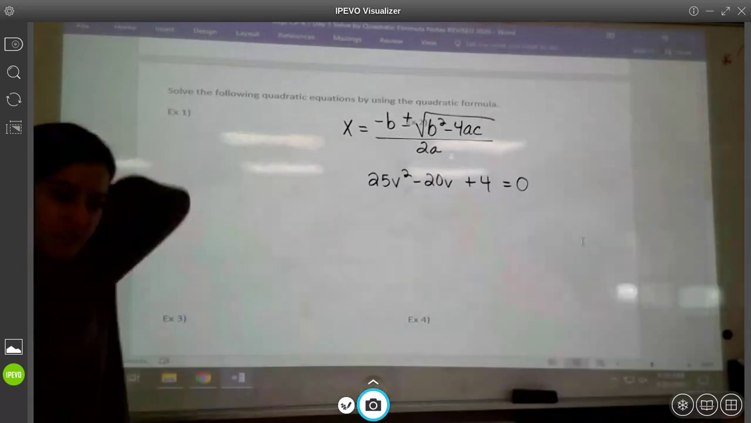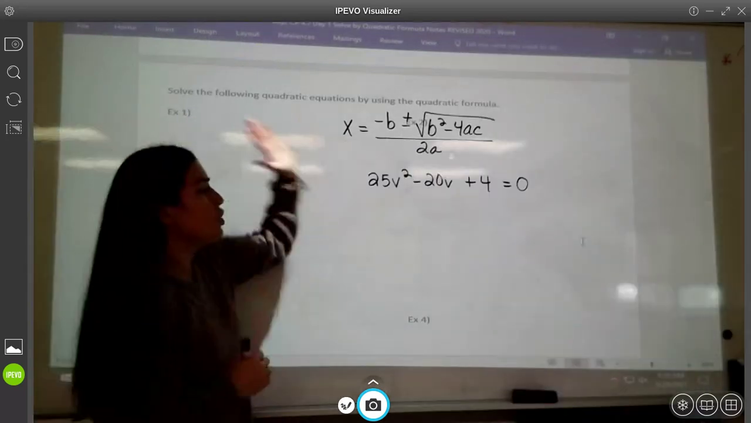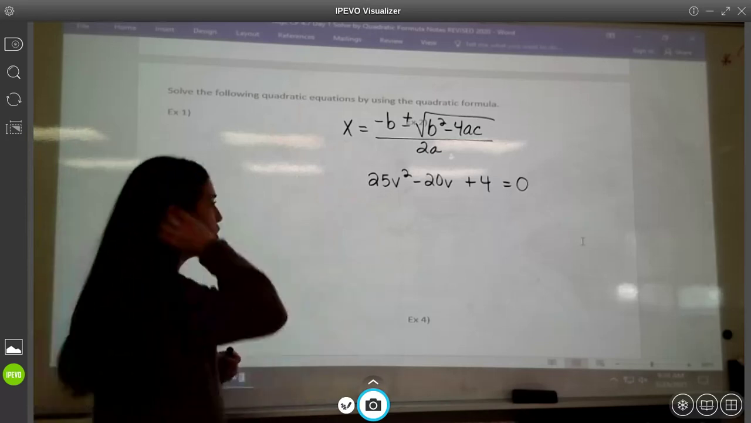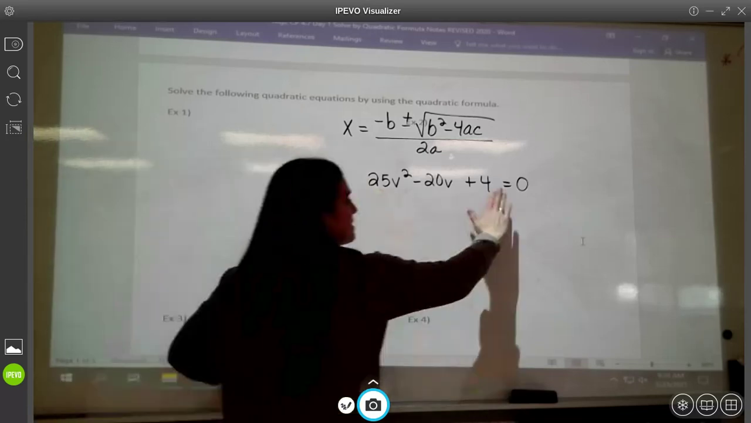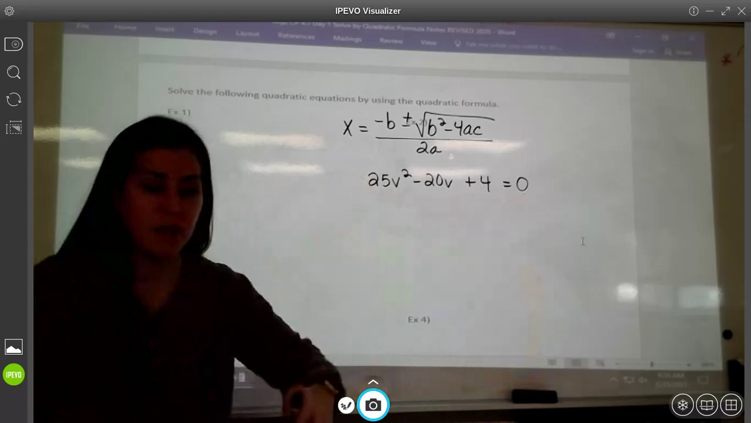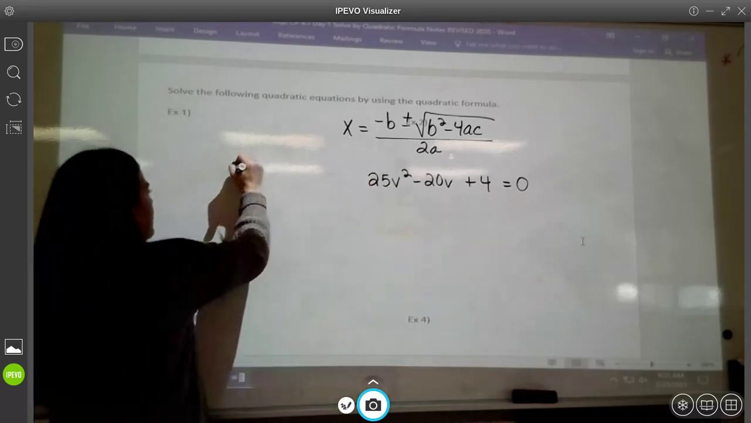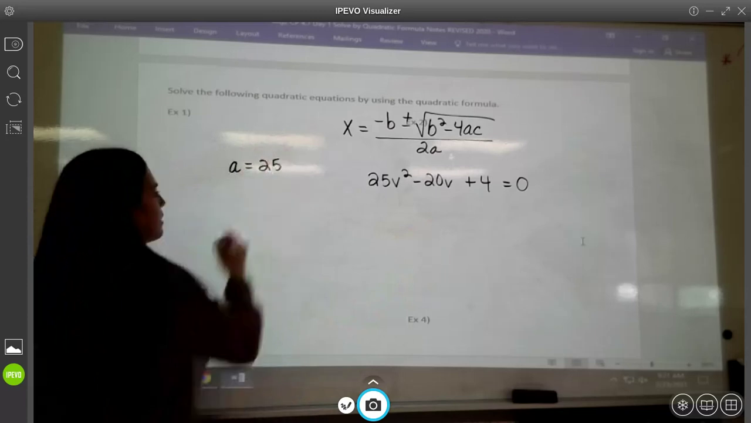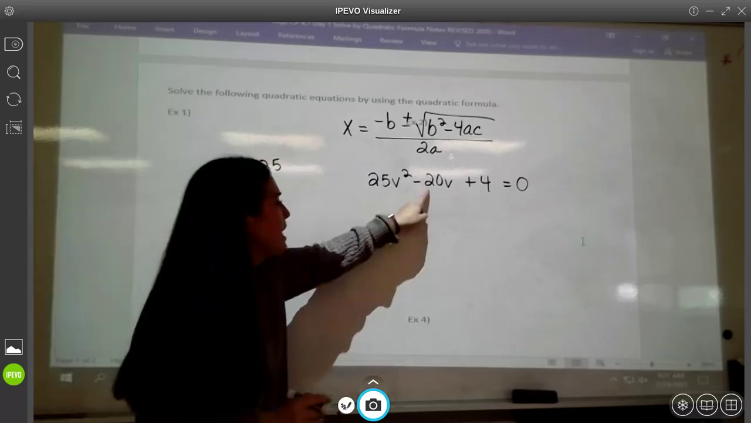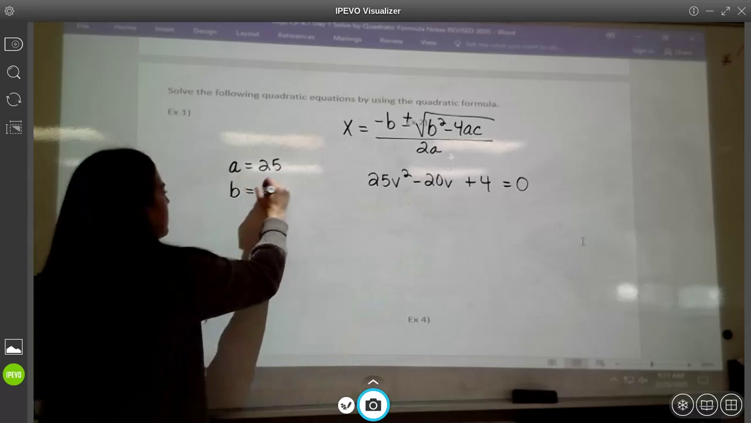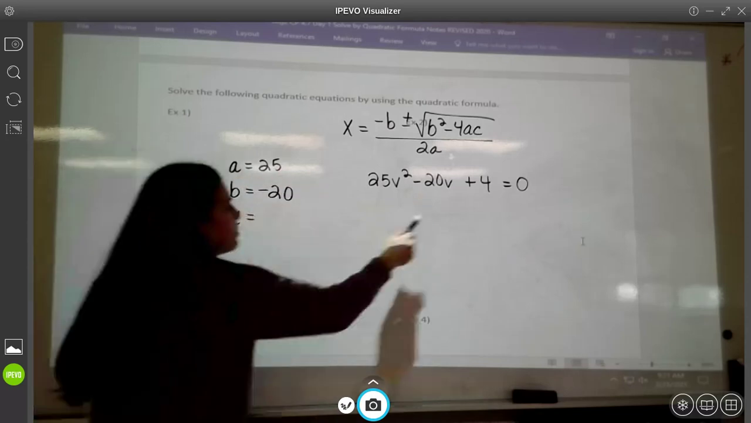All right, so if we solve this quadratic equation using the quadratic formula, first, you want everything on one side set equal to 0 so you can identify A, B, and C. Luckily, that's already done for us. So in this problem, A is going to be 25, B is going to be negative 20, and C is going to be positive 4.